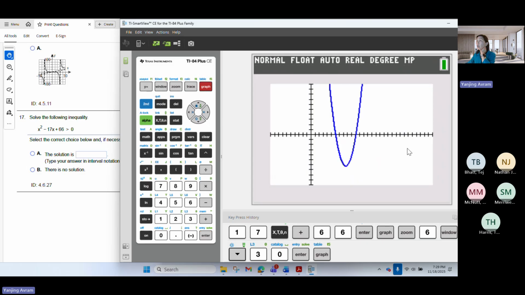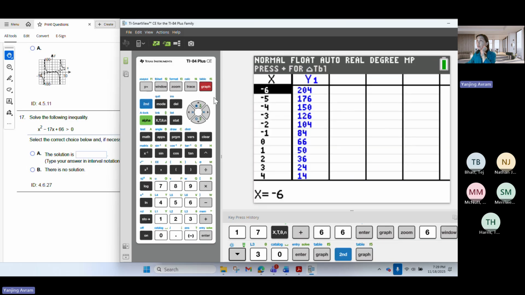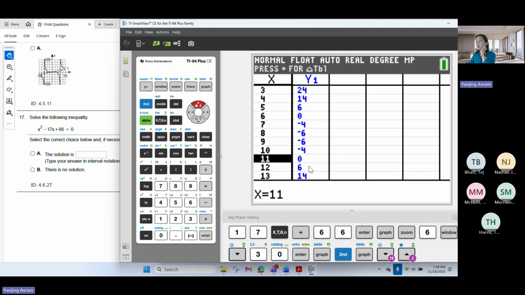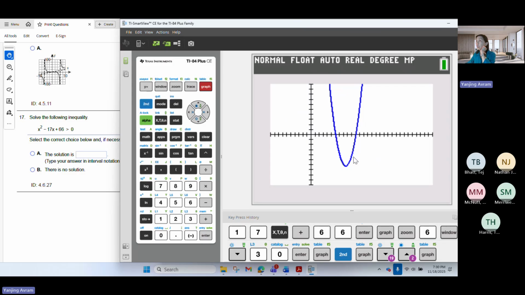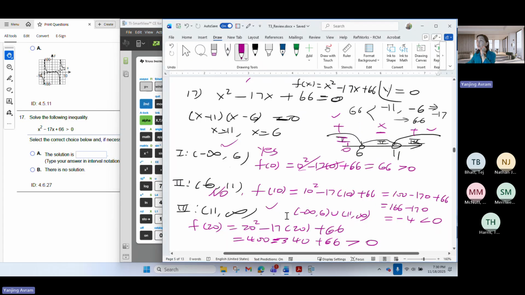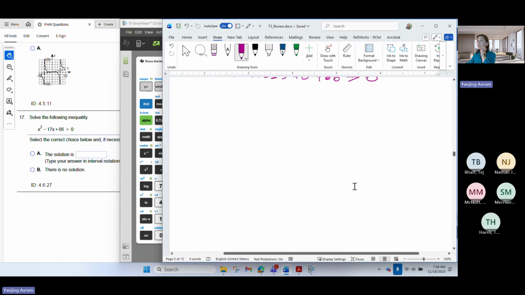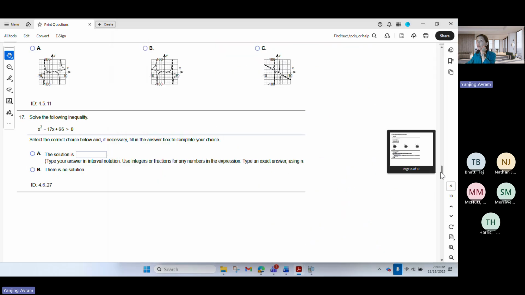Okay. All right. So you can see right here, this part you have a 6 and 11. If you go to second table, you can see when x equals 6, y is 0, and when x equals 11, y is also 0. So between 6 and 11, this graph is under the x-axis, so this part is negative. This part is positive, this part is positive. So that will match our conclusion in here. We have these 2 intervals, that is the solution. Okay, so that is how you do this one right here.